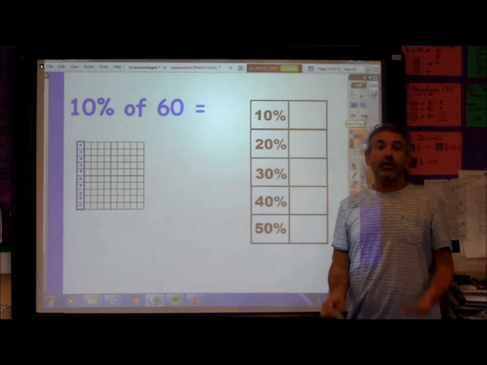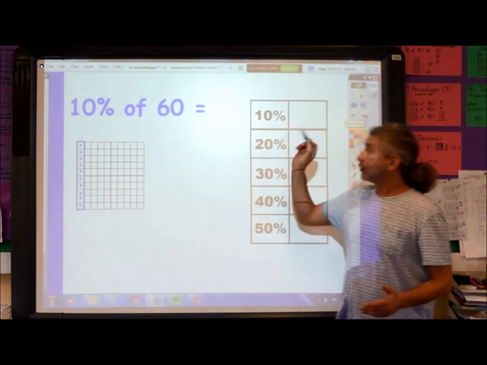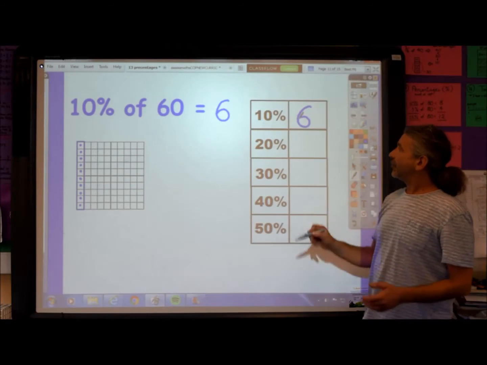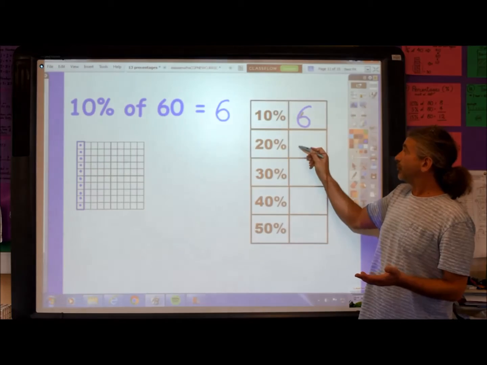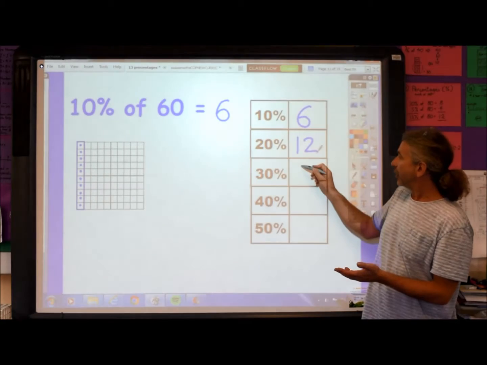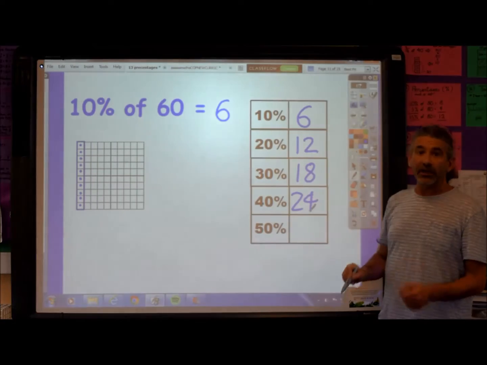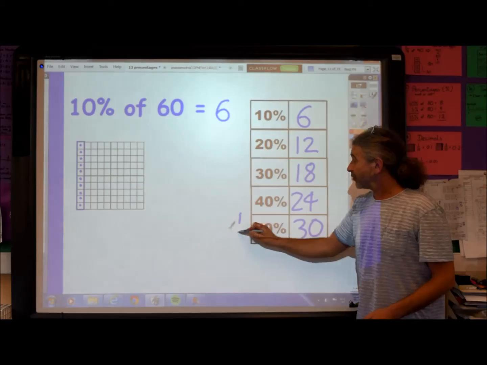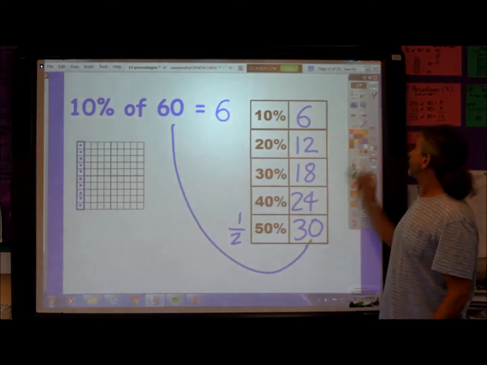Now, if you can calculate 10% of a number, there's a lot more you can do. So for example, 10% of 60 is 6. Well, if we know that every 10% is 6, another 10% to make 20% will be 6 and 6, 12. Another 10%, another 6 will make it up to 18. 40% will be 24. And finally, 50% will be another 6, 30. And 50% is the same as a half, and half of 60 is 30.